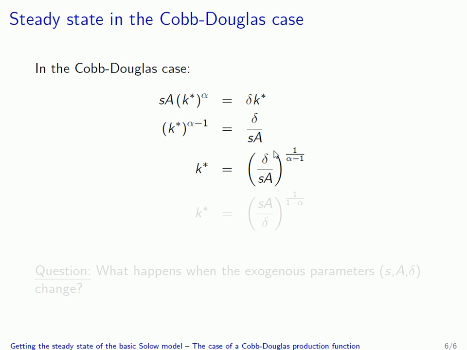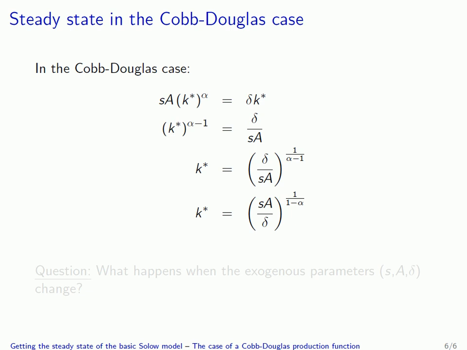Usually, we could stop there, but we just want to put this in a nicer form in order to be able to analyze this equation. So we'll just flip the fraction, and we'll get k star is equal to sA divided by delta. The reason I'm doing this is that now the fraction is raised to a power 1 over 1 minus alpha, which is positive, because alpha is between 0 and 1, so 1 minus alpha is positive.